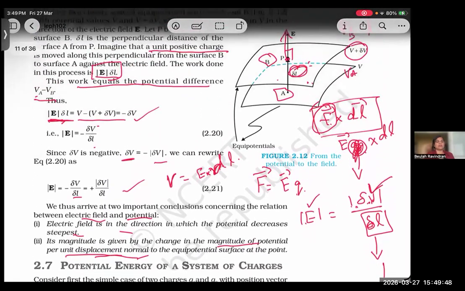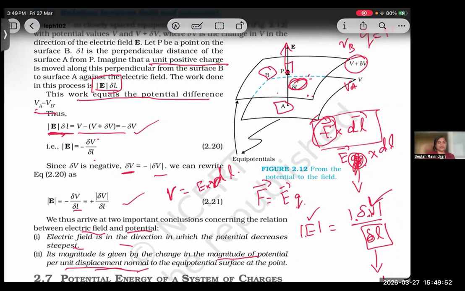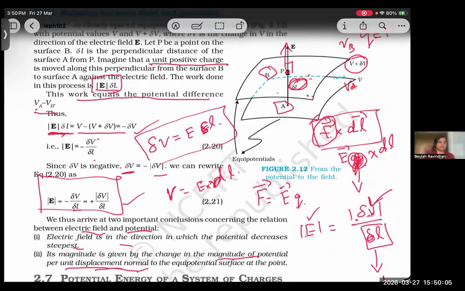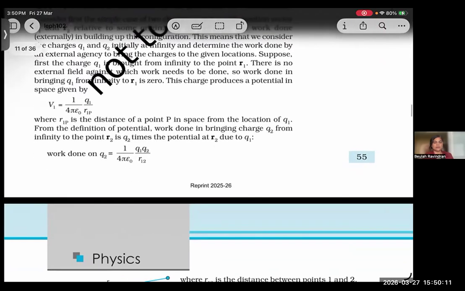So all these hidden concepts you had to learn. This is the major relation between E and V: E is equal to delta V by delta L, or delta V is equal to E times delta L. Then, for a system of charges, as usual, you have to find the potential energy. So these expressions I will teach you.